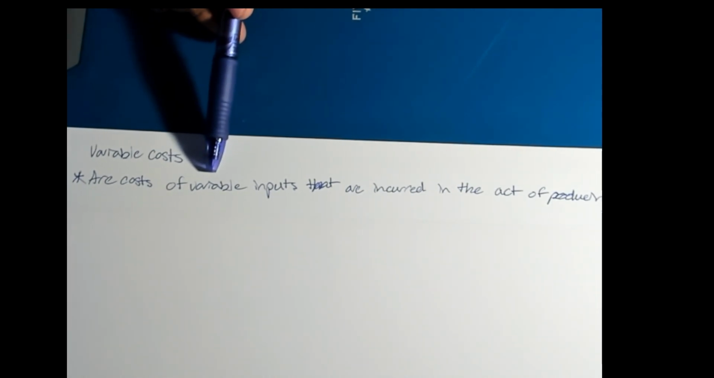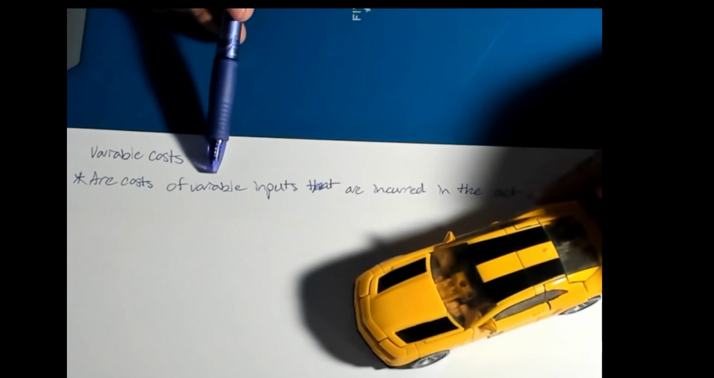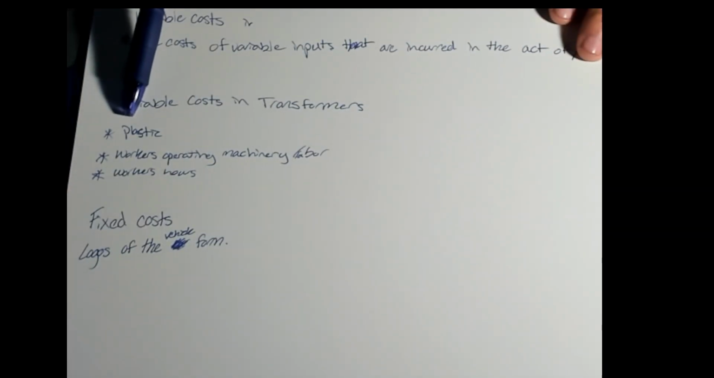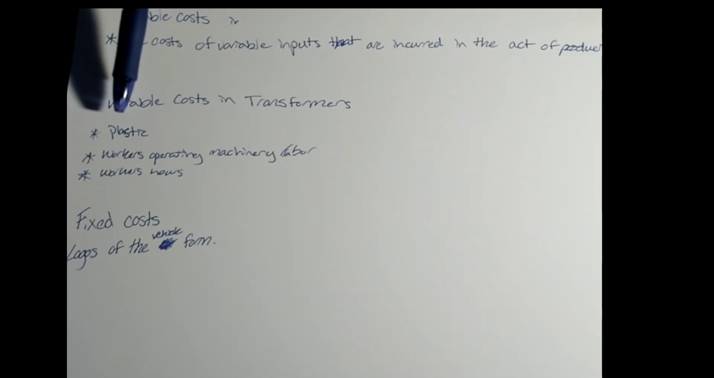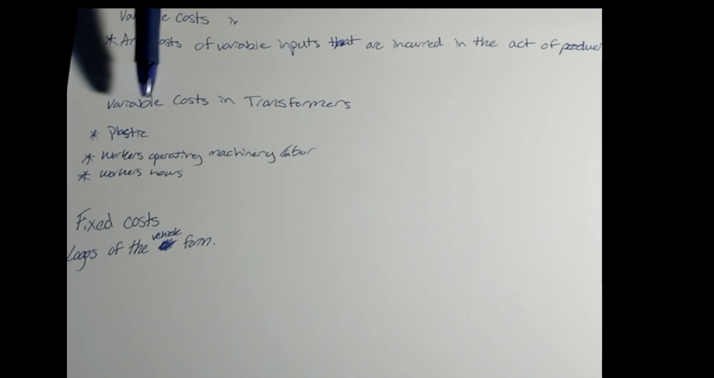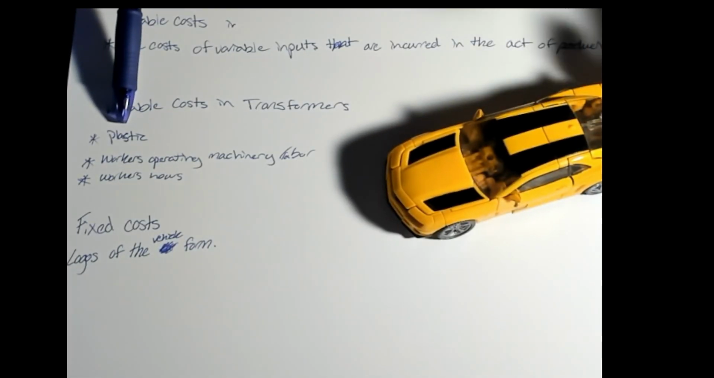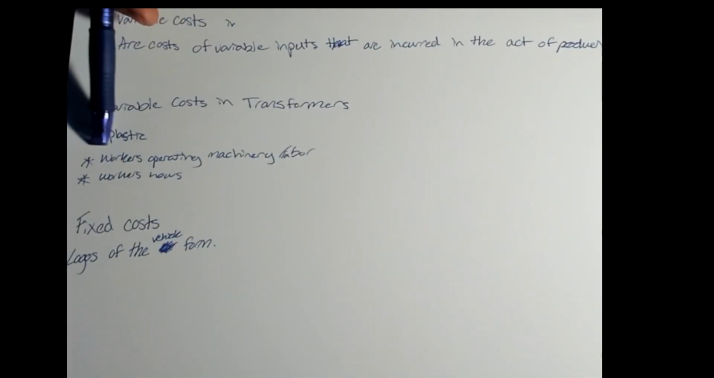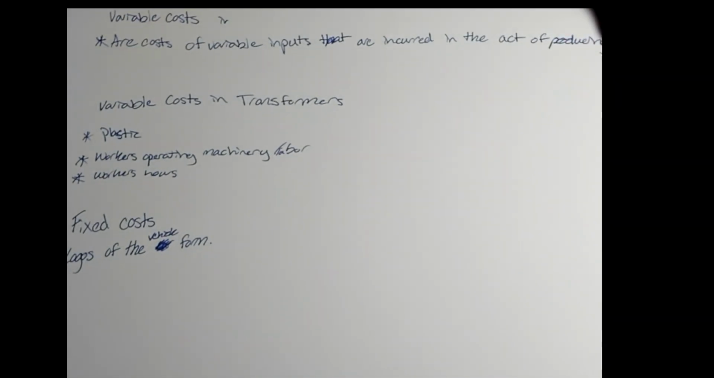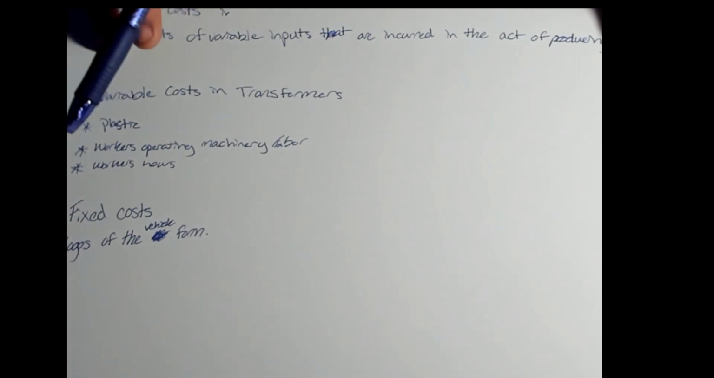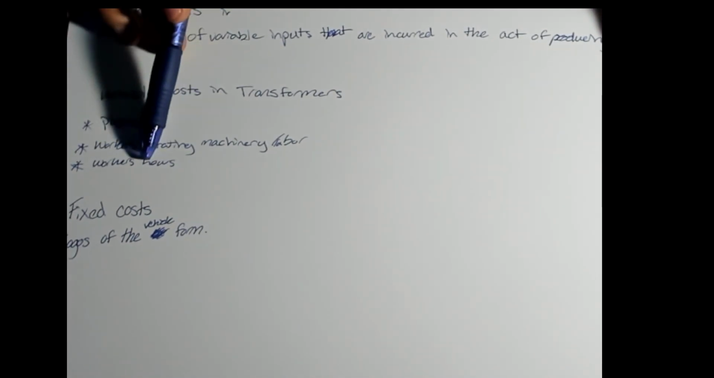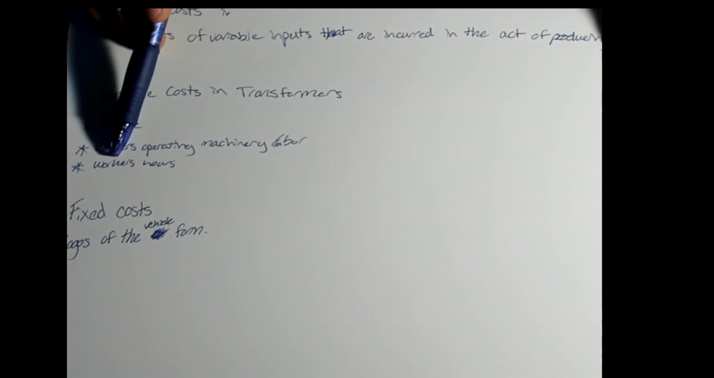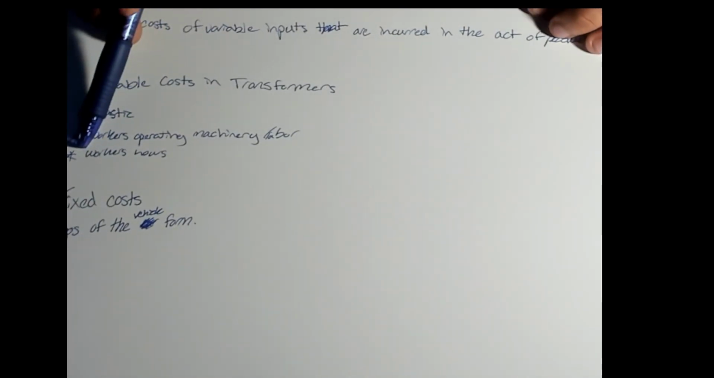So my example today is going to be on variable costs of transformers. Variable costs of transformers would be plastic, because plastic would go up and down regarding the size and length of the transformer. Then workers operating machinery, so labor for those producing the transformers, and the workers' hours, since we could probably have more or less depending on how much the output would be.